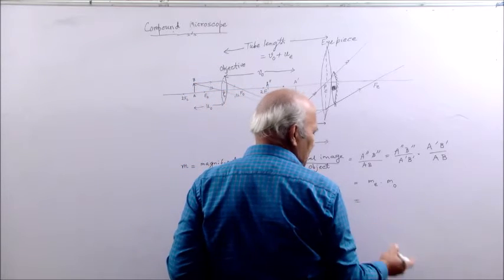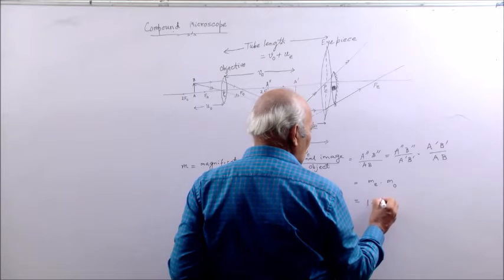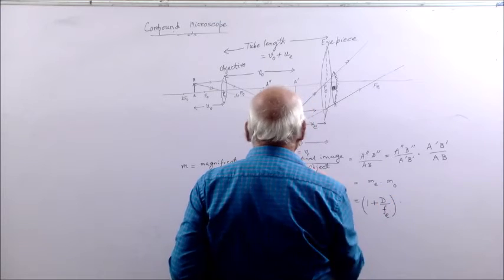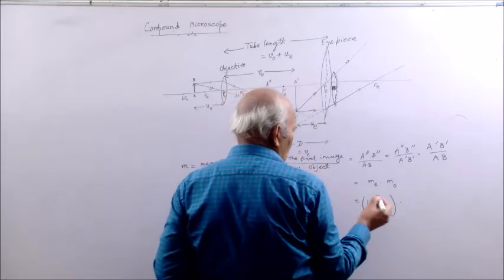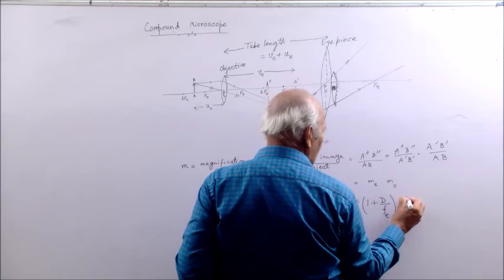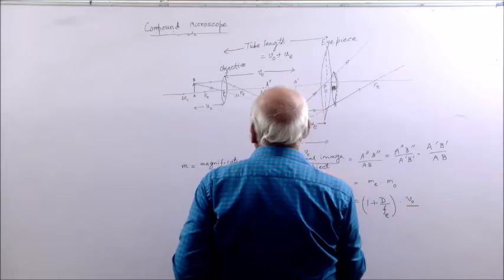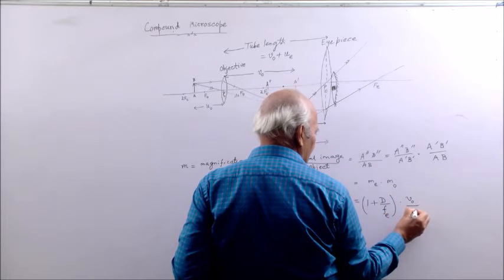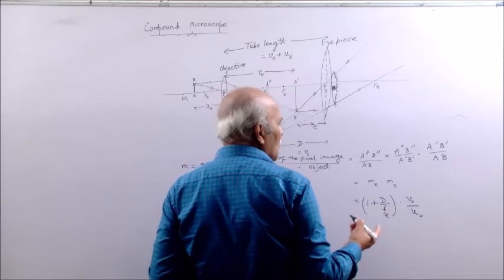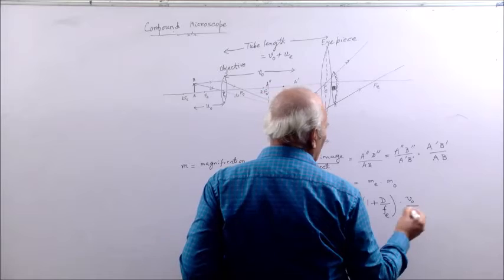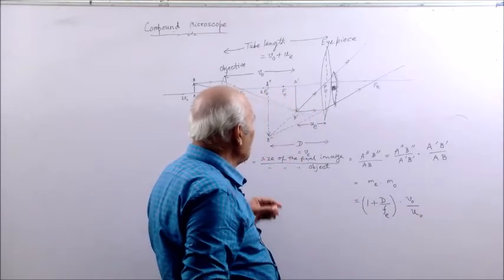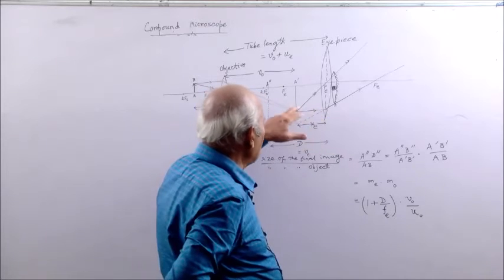So, what is ME? ME, as you see, since the eye is close, is D by FE, and MO is your V by U. So, V by U, that is VO is positive and UO is negative. But if you consider the magnitudes, then they become VO by UO. So, this is the expression for the magnification by the compound microscope, and it is largely used in +3 classes.